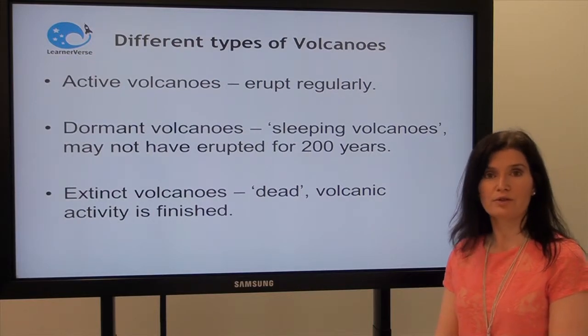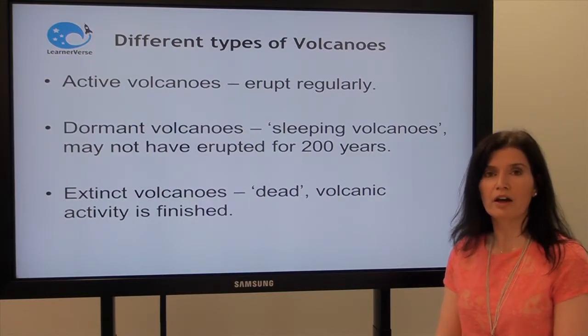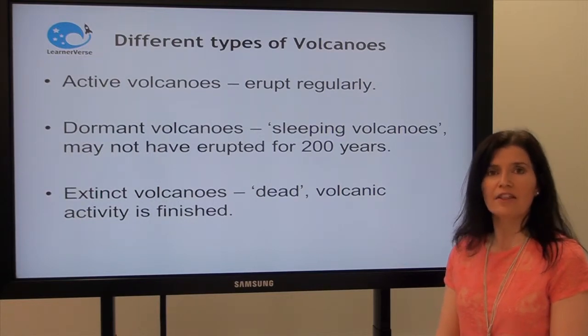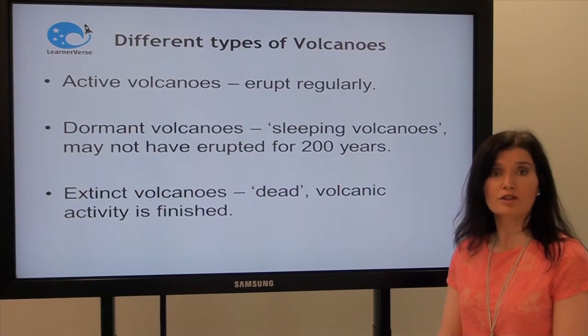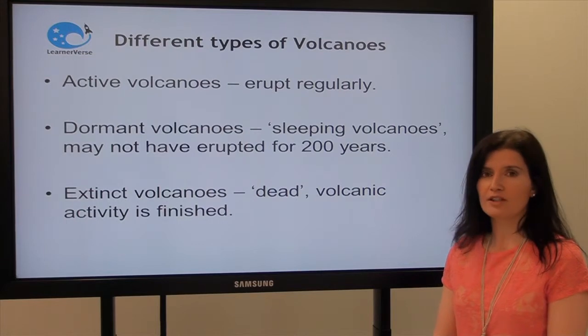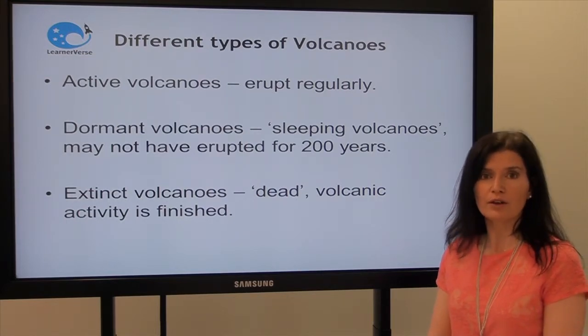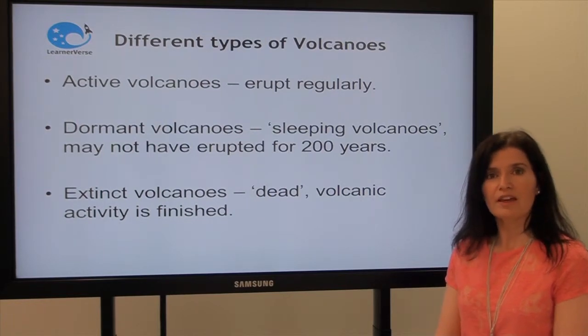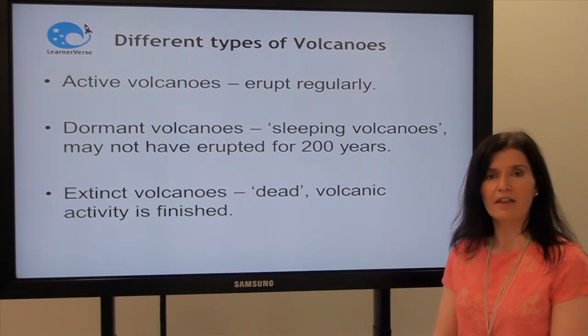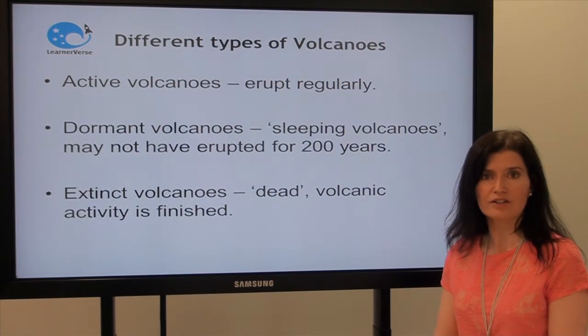Now both of those photographs, Mount Etna and Mauna Loa, were examples of what we call active volcanoes. These are volcanoes which erupt quite regularly. A dormant volcano is said to be a sleeping volcano. This may not have erupted for say 200 years or more, but that's not to say that it won't erupt in the future. And there are extinct volcanoes. These volcanoes are said to be dead and their volcanic activity is finished.